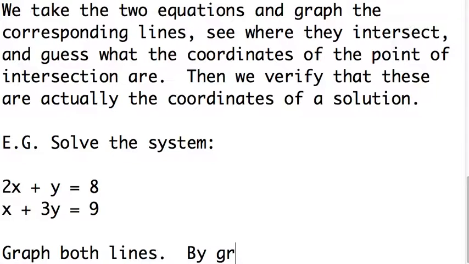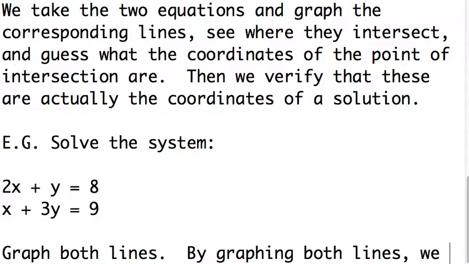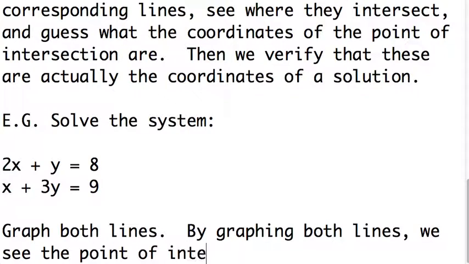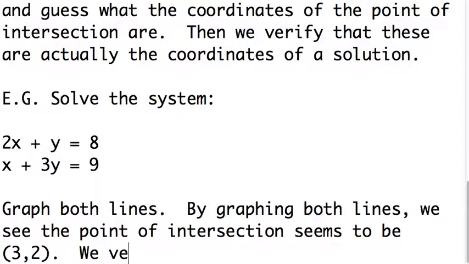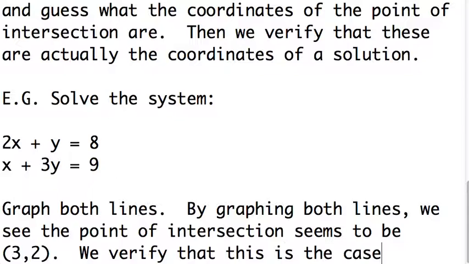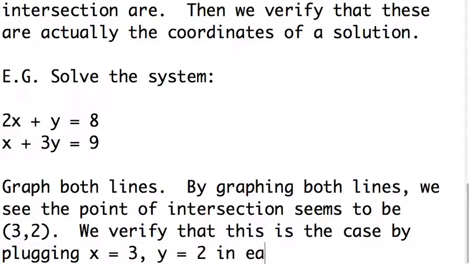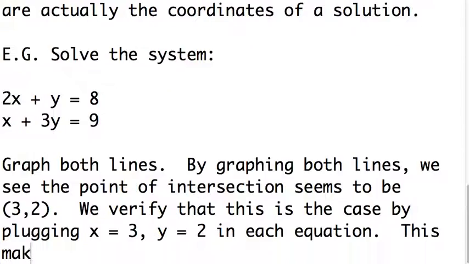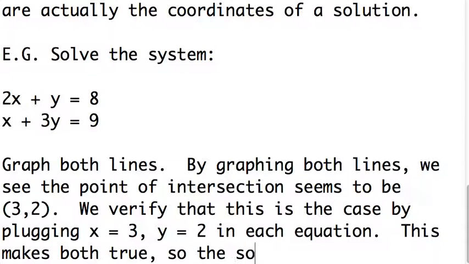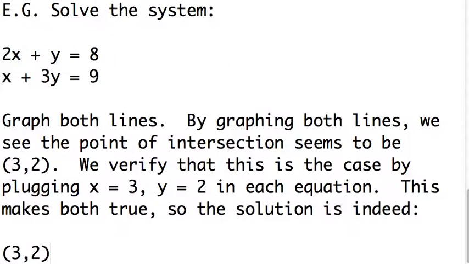So by graphing both lines, we see the point of intersection seems to be (3, 2). We verify that this is the case by plugging x equal to 3, y equal to 2 in each equation. This makes both true, so the solution is indeed, we can write it 2 ways. We can write it as the point (3, 2), or we can write it as x is equal to 3, y is equal to 2.